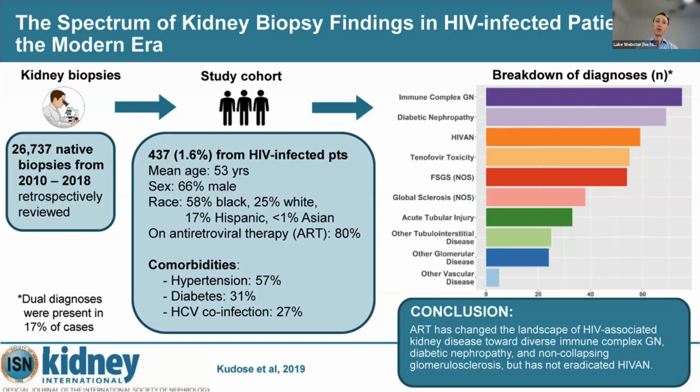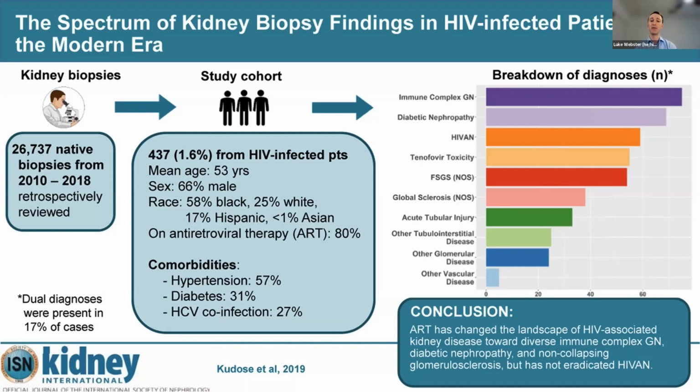66% were male, 58% were Black, 25% were white, 17% were Hispanic. You notice that there were almost 0 patients who were Asian in this cohort. So perhaps leaving a void in terms of interpreting it for that specific patient. 80% of patients were on antiretroviral therapy, 57% had hypertension, 31% had diabetes, and 27% did have an HCV co-infection.